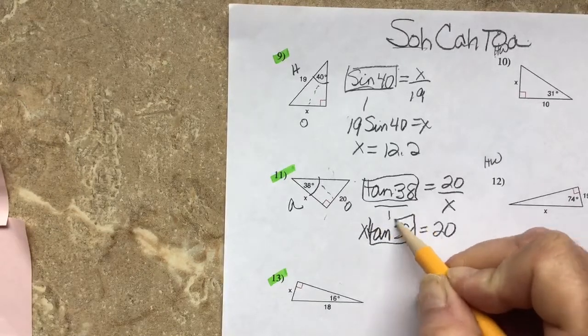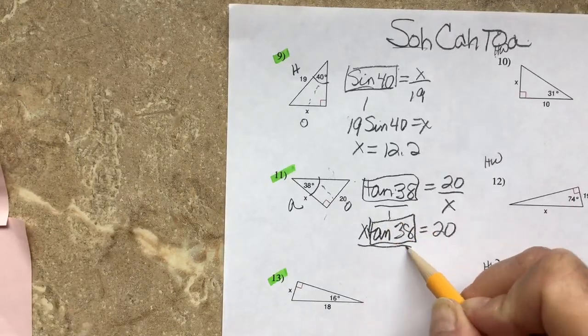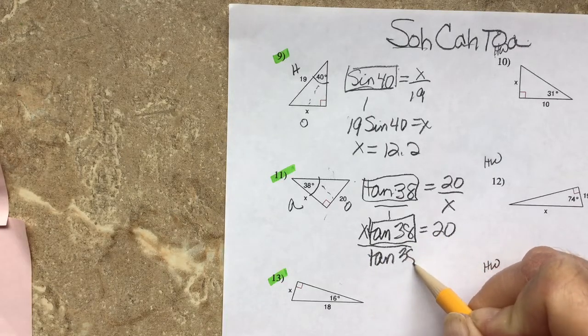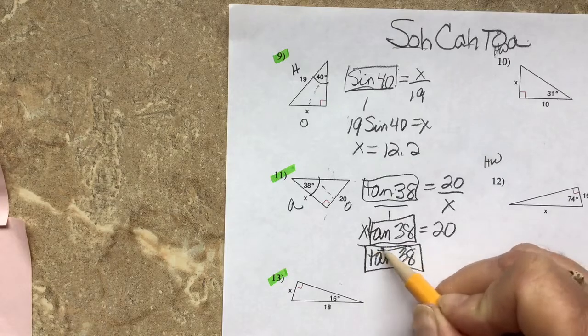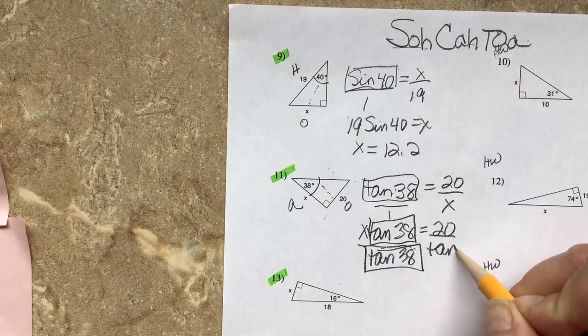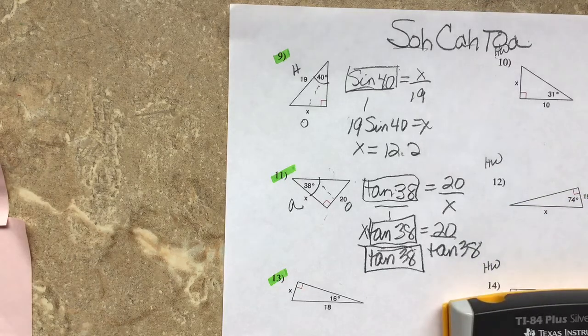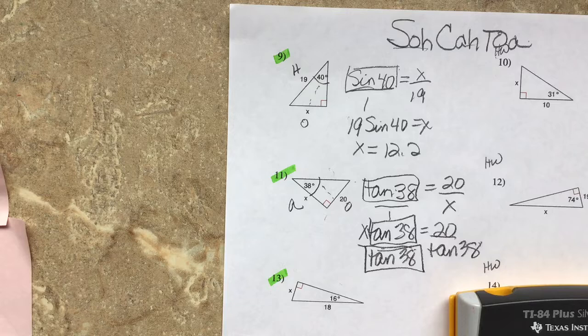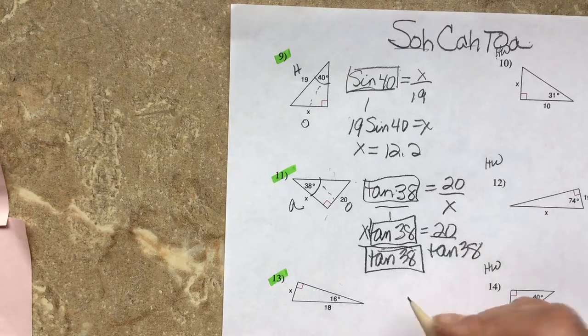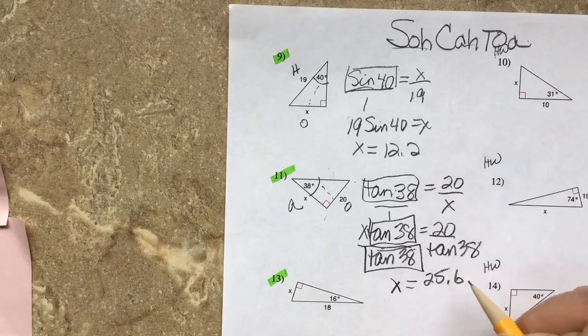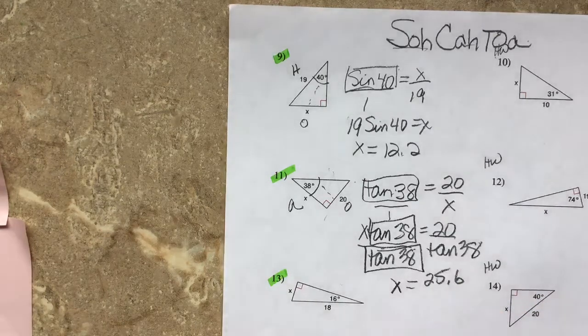All right, tangent 38 is just a ratio, so it's locked together. Divide by tangent 38 because we want to get the x by itself. All right, divide by tangent 38. And so 20 divided by tangent 38, and you should get 25.6. So x equals 25.6. All right, let's move to 13.